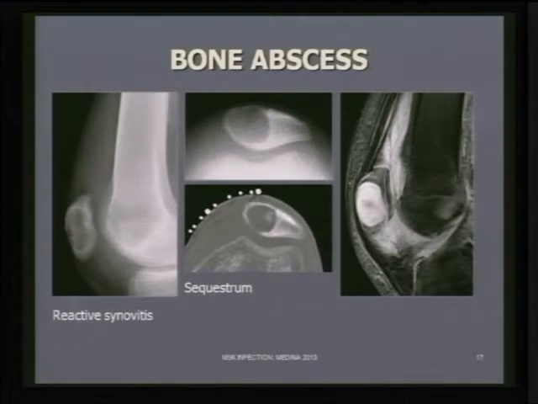Just an example of an abscess in the patella. We've seen several of these, mostly tuberculous in origin, just to show the associated synovitis that can be seen in lesions arising around the joints. And again, evidence of some sequestrum formation on the CT study.